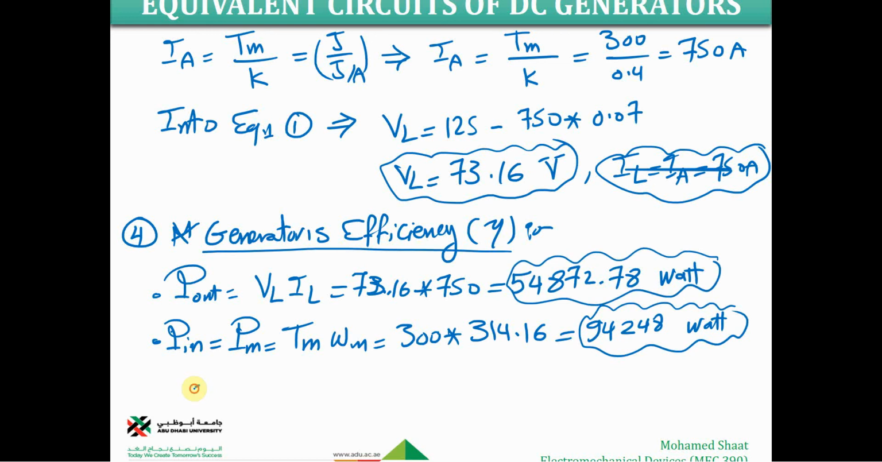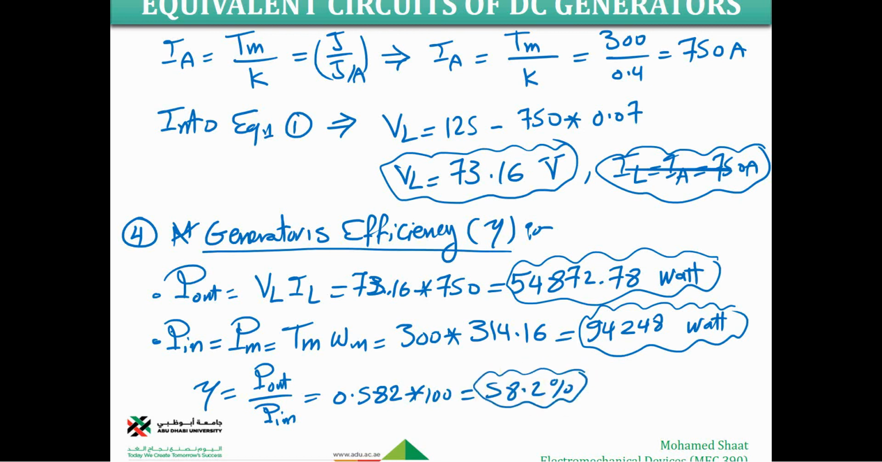So definitely the efficiency should equal P output divided by P input, right? If you did the calculations, this will be how much? Yeah, it's going to be 0.582. If you multiply by 100, this gives us 58.2%. This is going to be the efficiency of this DC generator for the separately excited configuration.